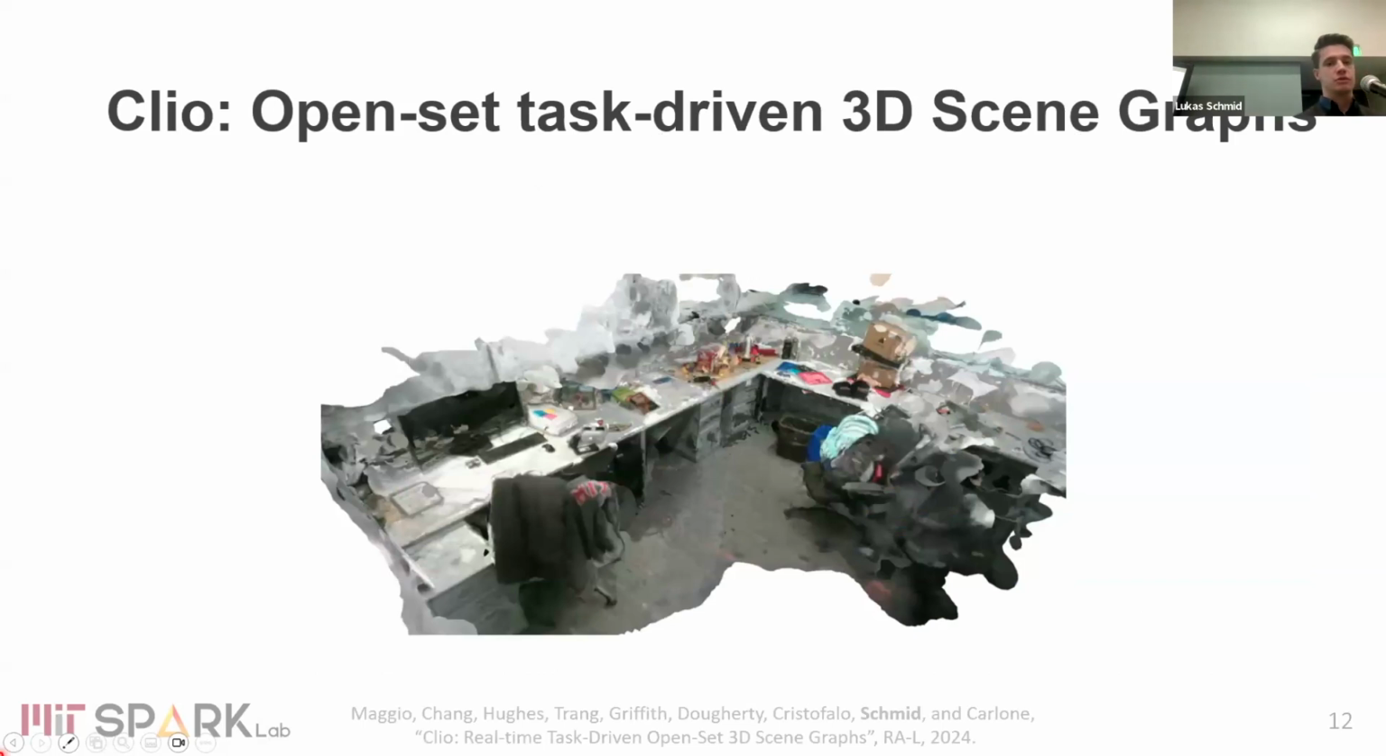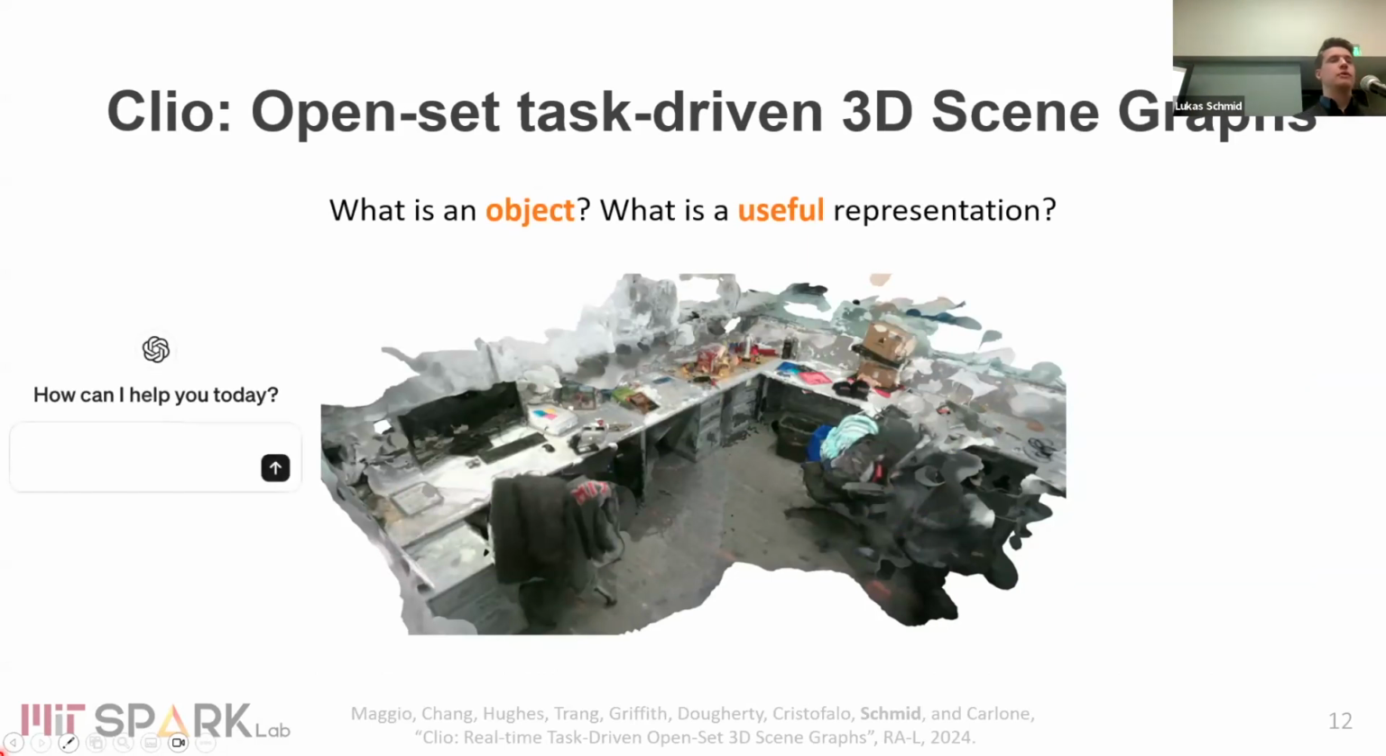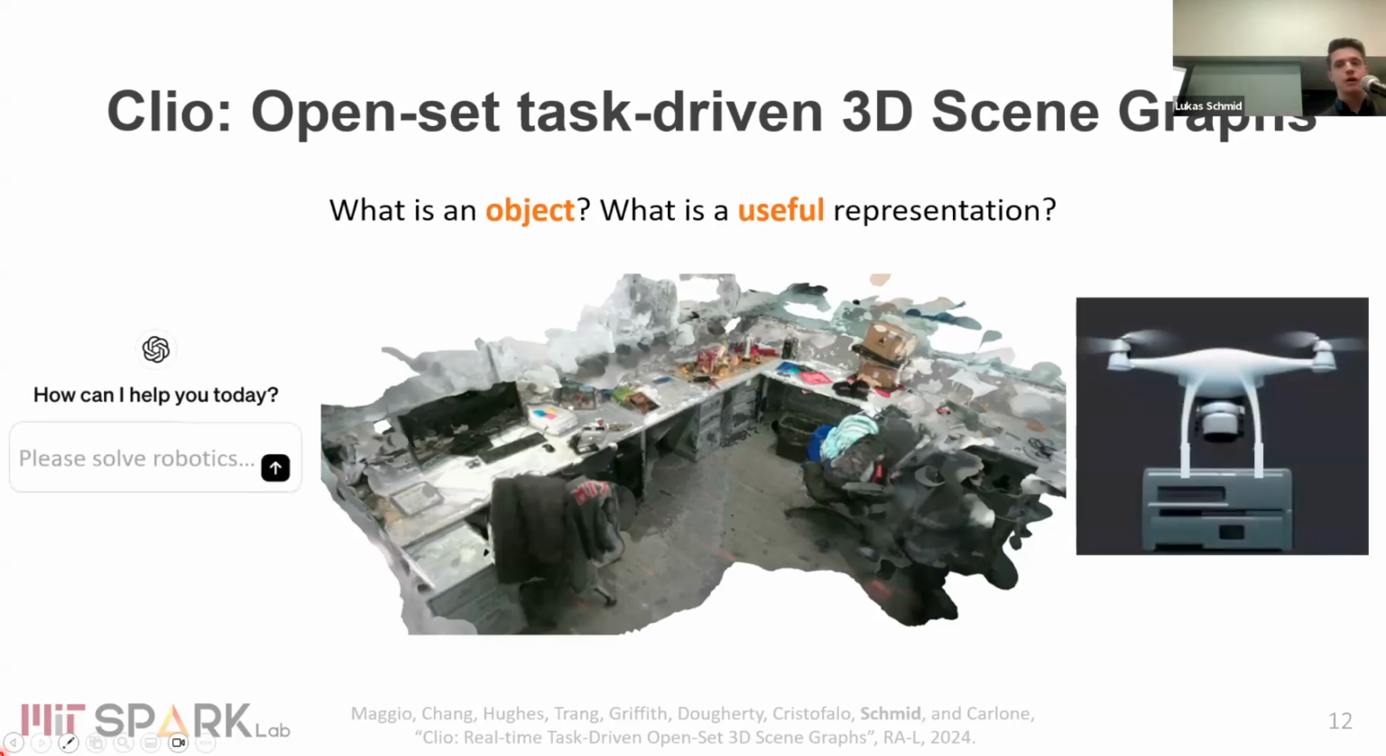And here in this project called Clio, we thought about this question where most PhD students in perception at their defense gets asked this very philosophical question of what even is an object or what makes a scene representation useful. And we thought with all of this open set information, it's actually a great time to think about this problem and how do we run this on real robots.